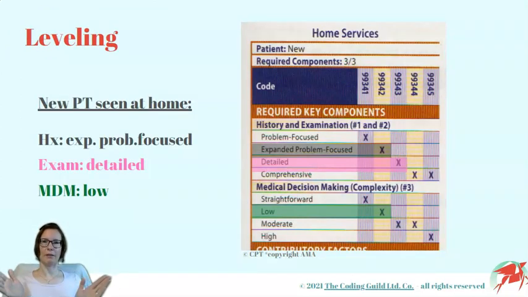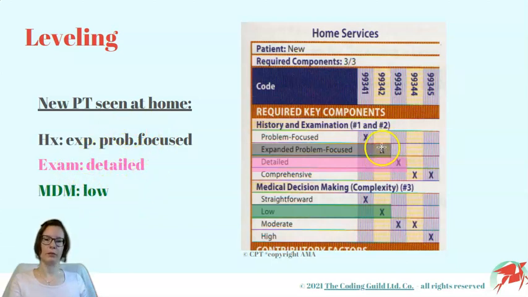Great! Now that we have the anatomy of these tables down, let's see leveling. In our first example, we have a patient who is new to the provider and they are seen at home. An expanded problem-focused history and a detailed exam are performed with low medical decision making. This is a home service for a new patient, and the required elements will be 3 out of 3. Our code chosen must meet or exceed the same level for all the 3 key components as listed here.